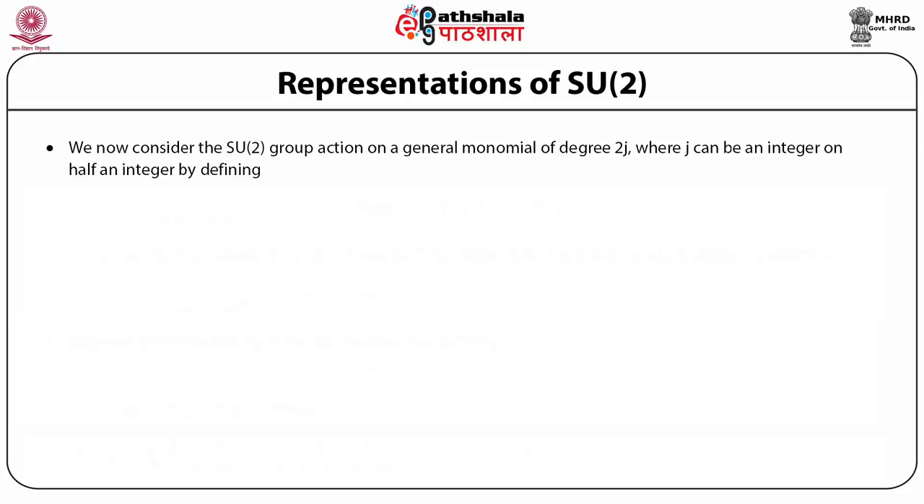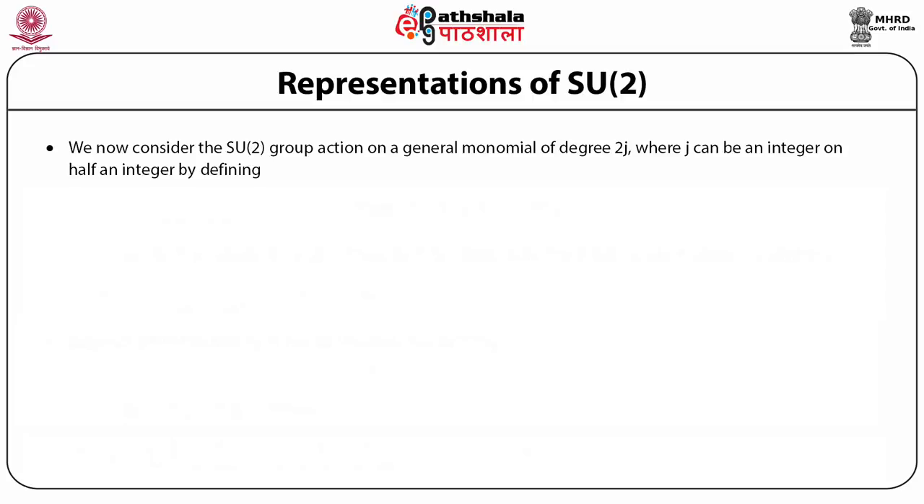So you can see that the degree of the monomial phi j m is equal to 2j, because u has the power j plus m, v has the power j minus m, so the total power is 2j. The factorials j plus m factorial and j minus m factorial in the denominator have been defined so that we get results which can be easily manipulated.